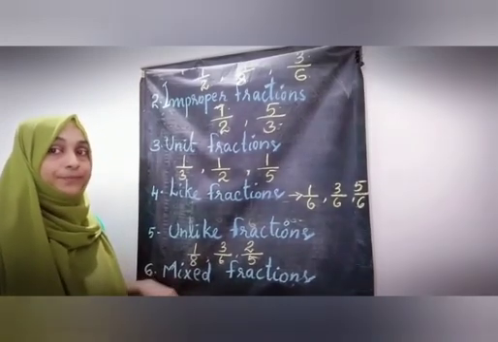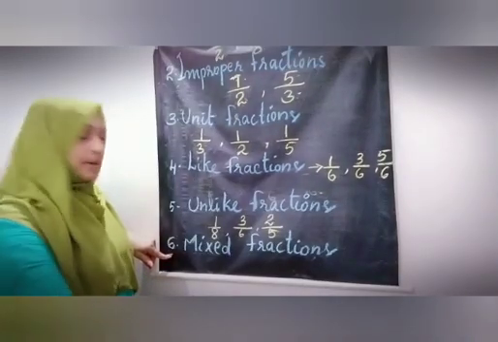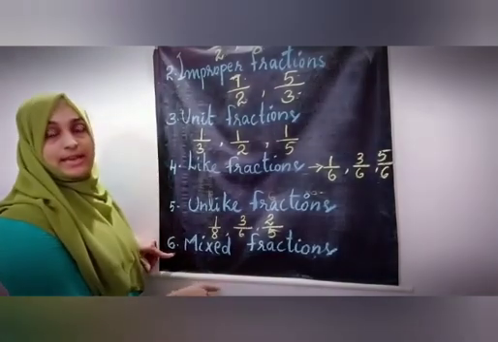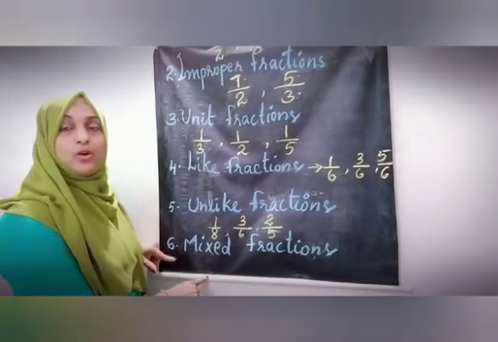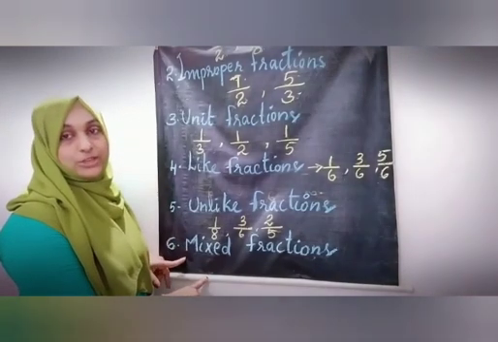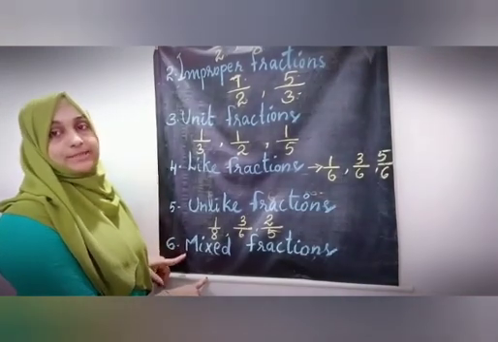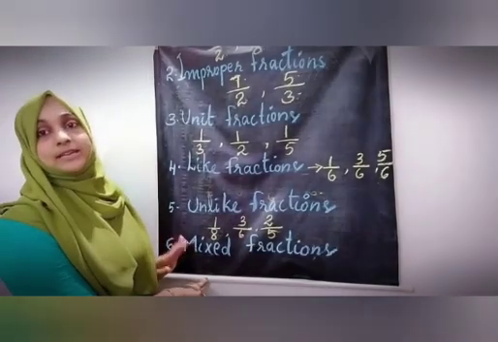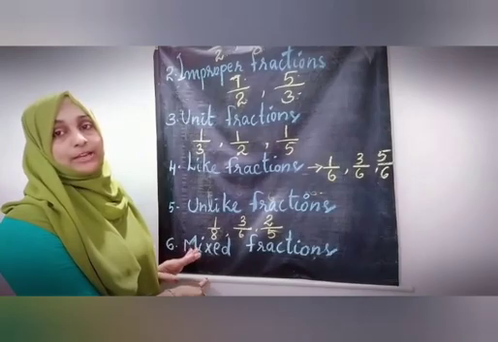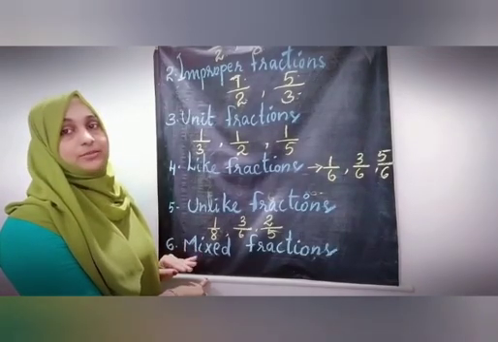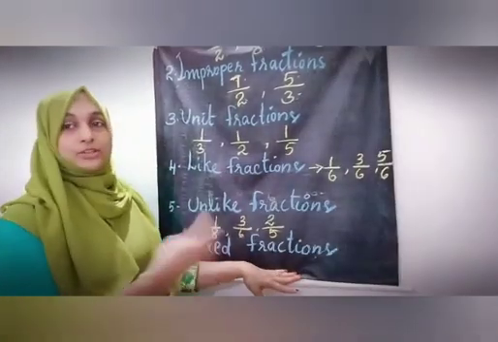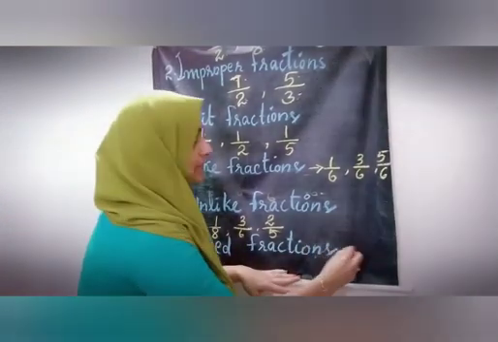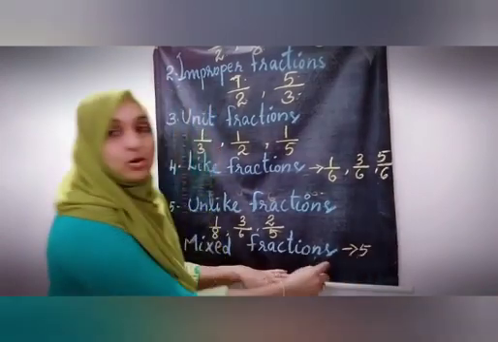Clear? Last type is mixed fractions. A fraction consisting of a whole number and a proper fraction is called a mixed fraction. Whole numbers mean 1, 2, 3, 4, 5, 6. For example, 5 is a whole number.